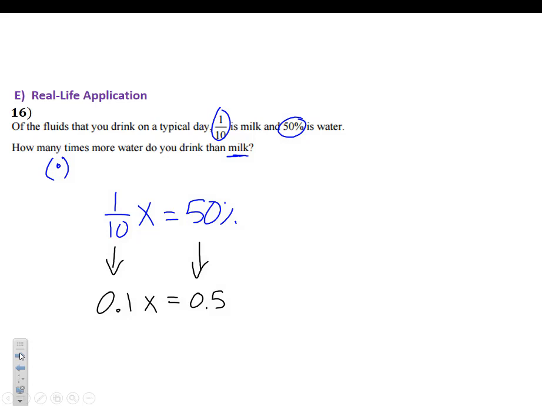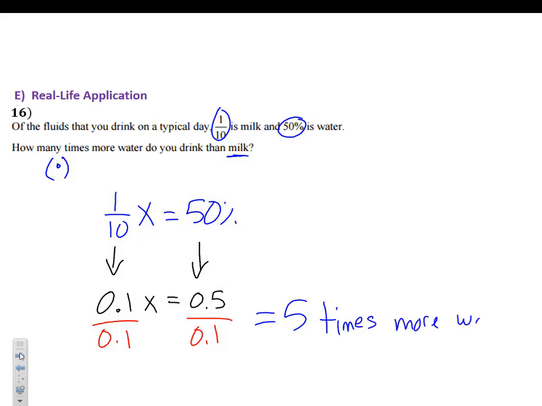Now I've got to say to myself, what do I multiply by 0.1 to get 0.5? And I recognize that when we learn how to solve equations, we would be dividing 0.5 by 0.1 to find out how many more times. And our final answer will result in 5 times more water than milk. So 5 times. How many times more? 5 times more. Make sense? I hope so. Go ahead and copy that down and join me for our last example of the night.